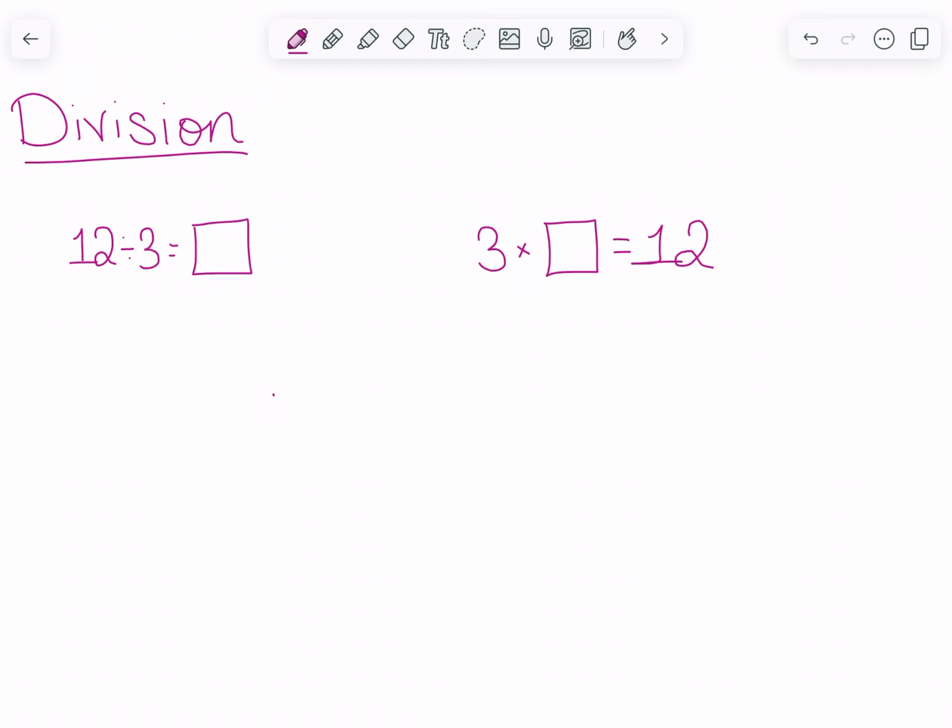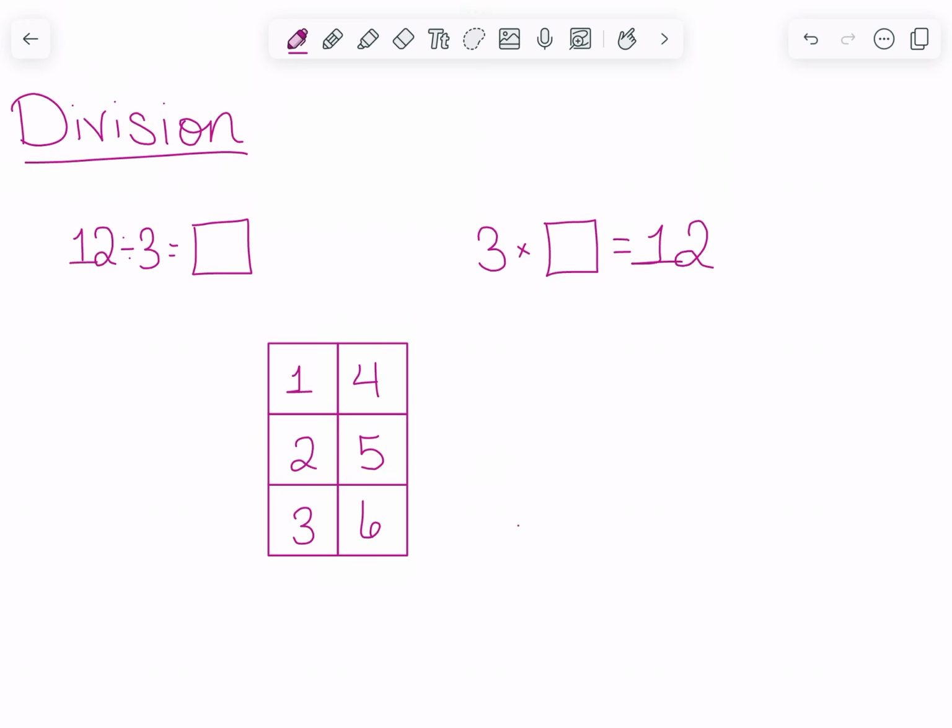Another way we can think of division is using rectangular arrays. In this case, 12 divided by 3 would mean we want to build a rectangular array with 3 rows and then a total of 12 smaller squares. For this way of thinking of it, I would have a rectangular array with 3 rows that would have 3 squares.